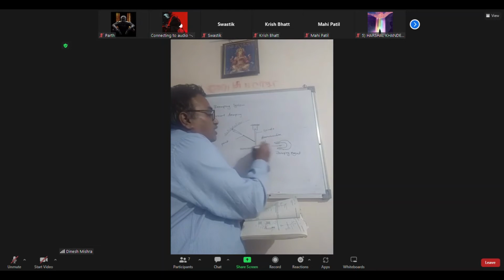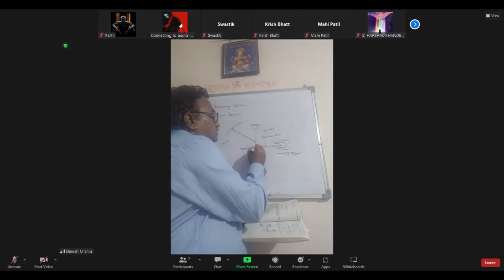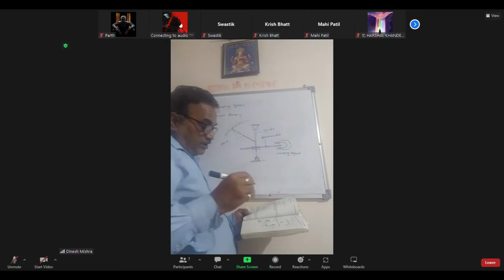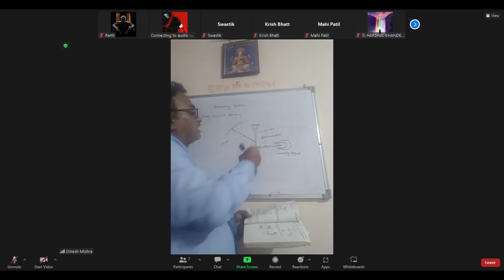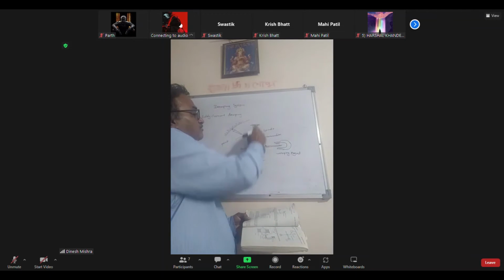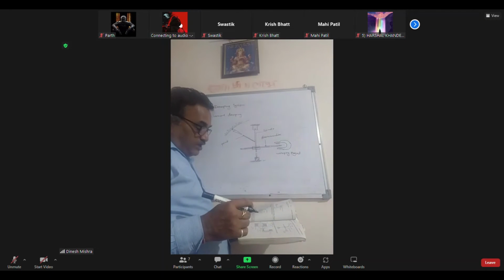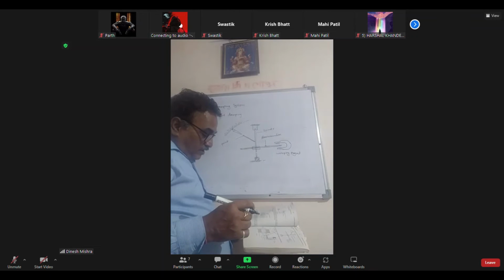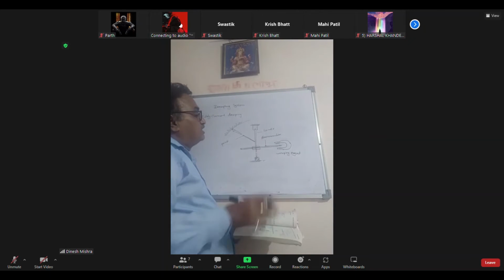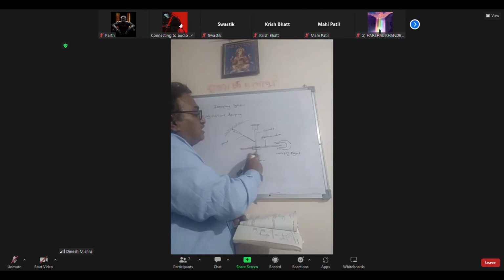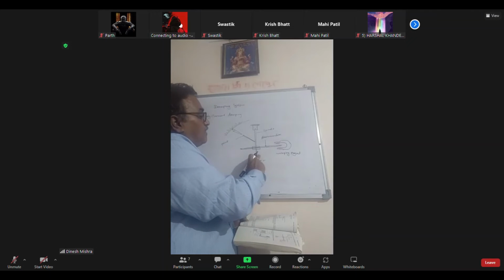This is the circular aluminum disc. The aluminum disc is mounted on the spindle. Correct. And the disc is moving; when the spindle moves, the disc also moves. When the spindle moves, what will happen?